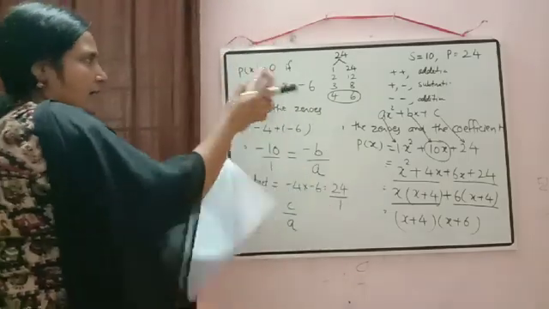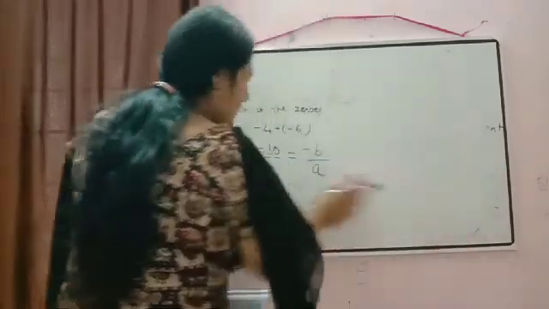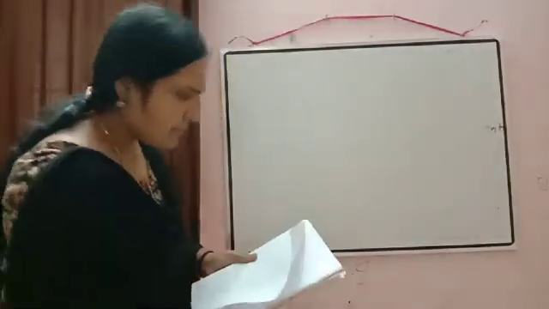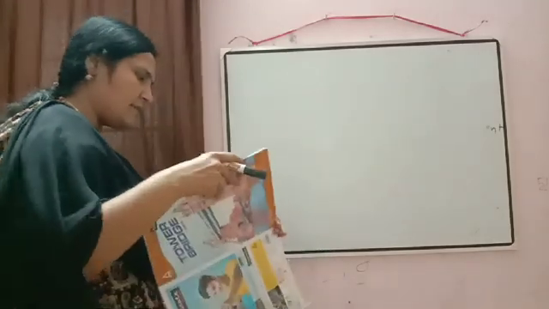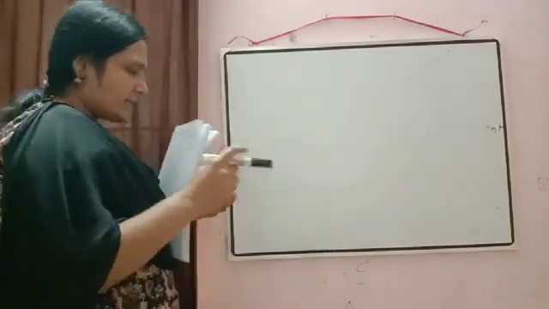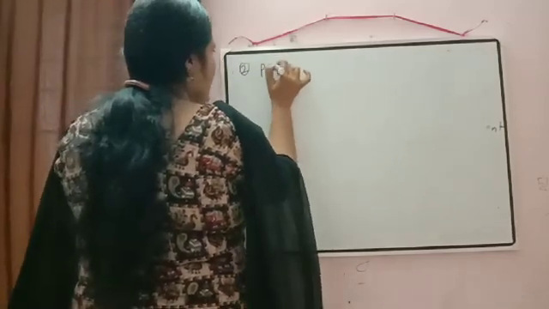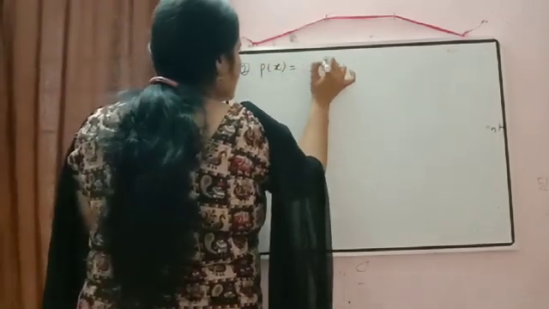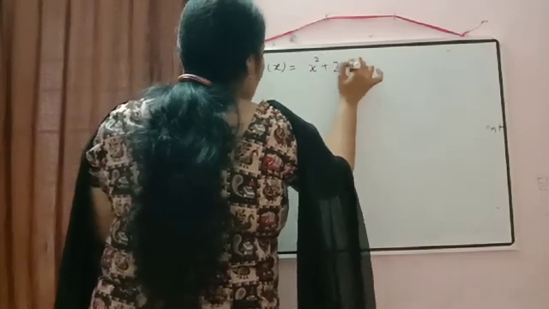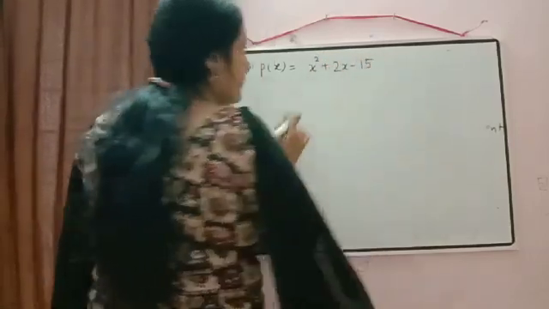Okay. Now write down the next question. We are doing the same question only. We will find out the zeros and we will verify the relationship between the zeros and the coefficients. Second question is x square plus 2x minus 15. So just write down here p of x is equal to x square plus 2x minus 15.